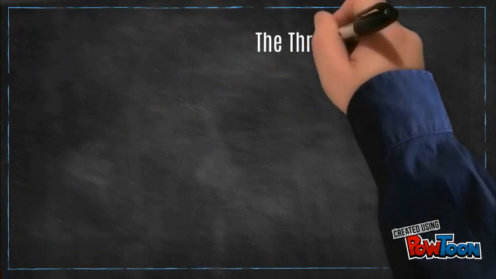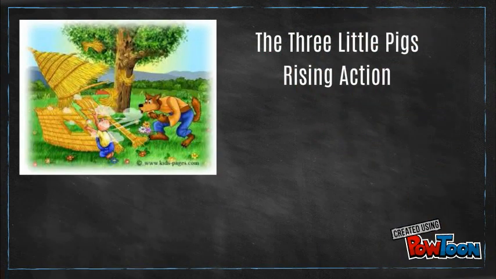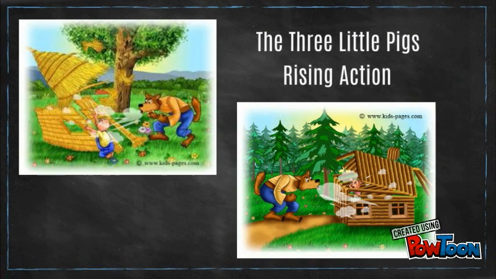The rising action of the Three Little Pigs is when they each build their own house, one of straw, one of sticks, and one of bricks. The big bad wolf tries to destroy each one. He is successful in blowing down the house of straw and the house of sticks, but is unsuccessful with blowing down the house of bricks.